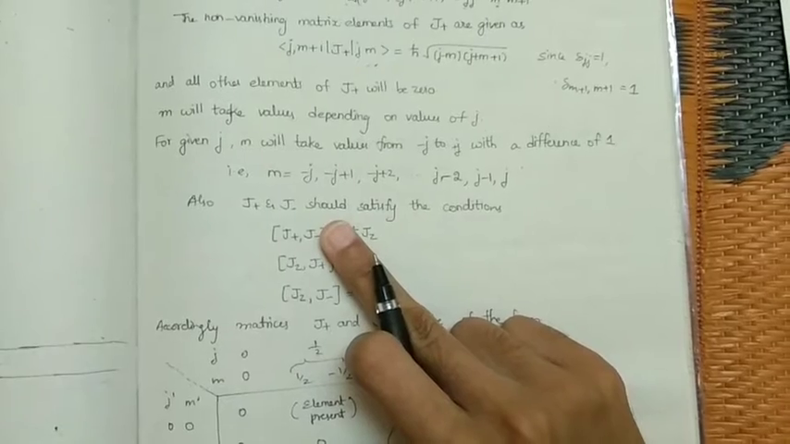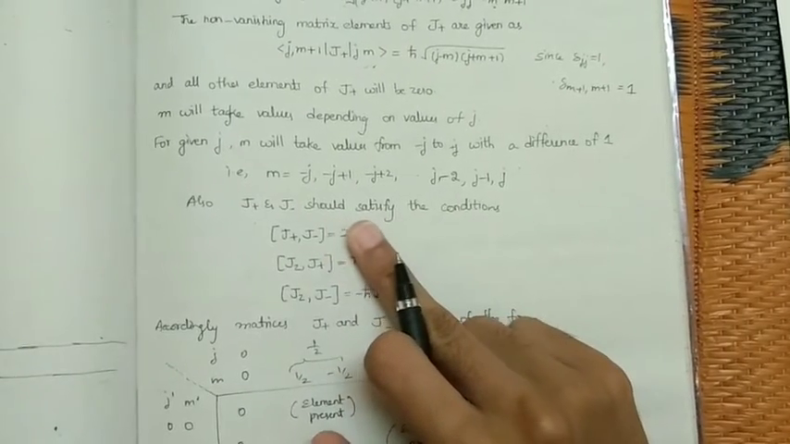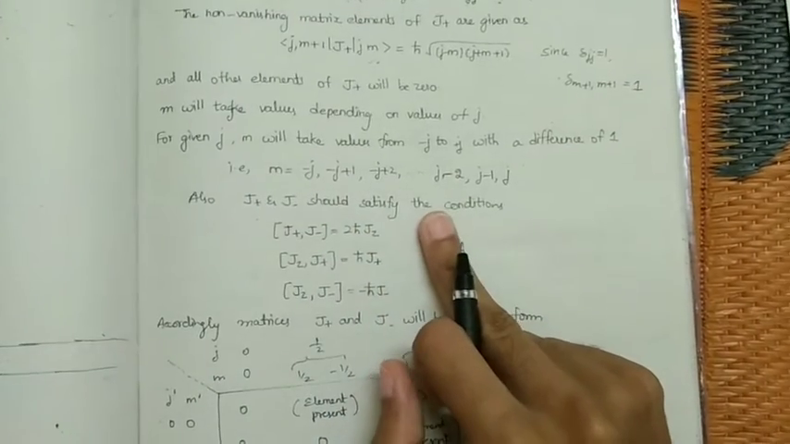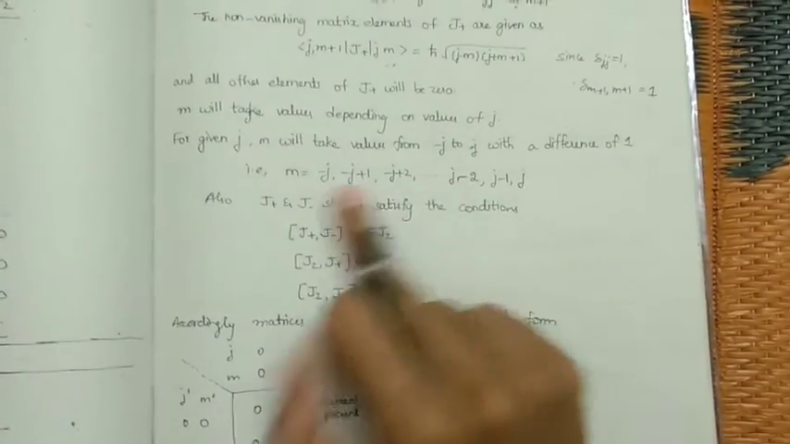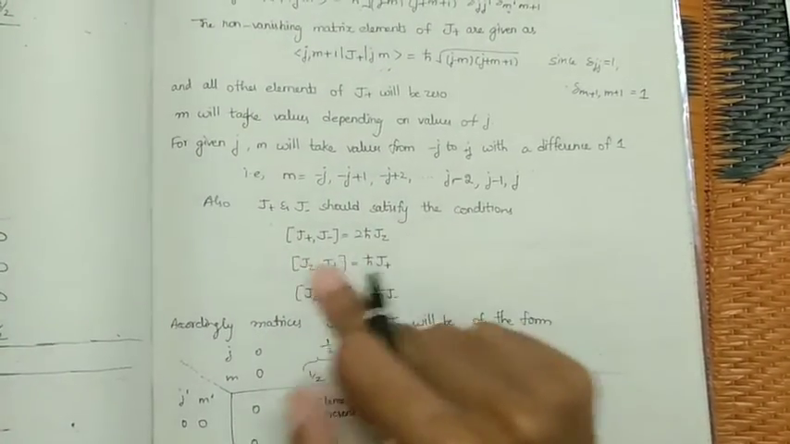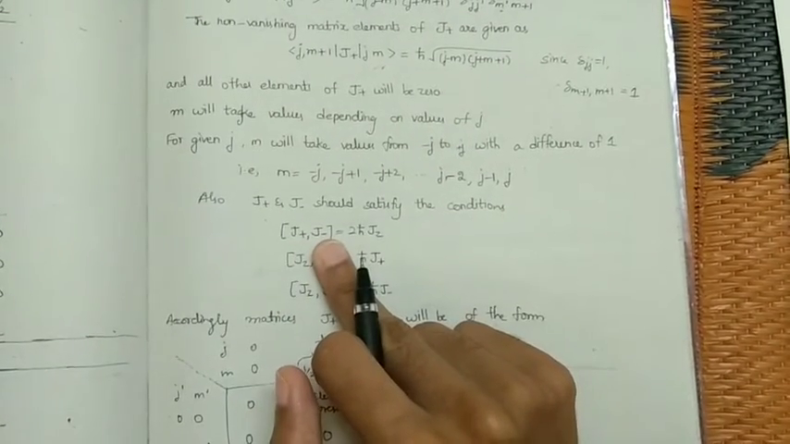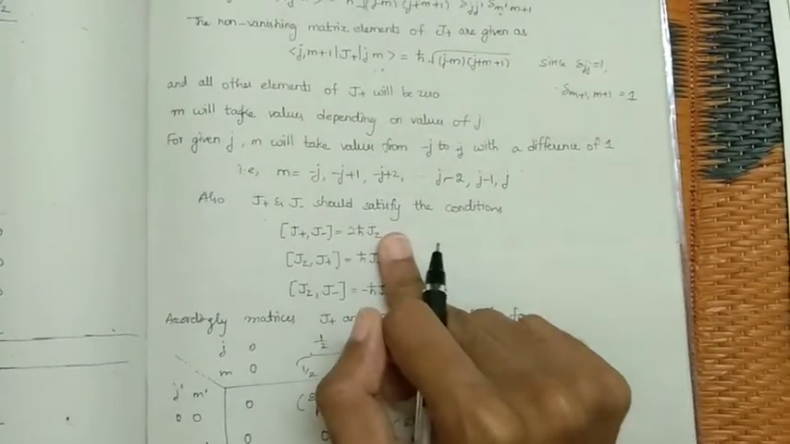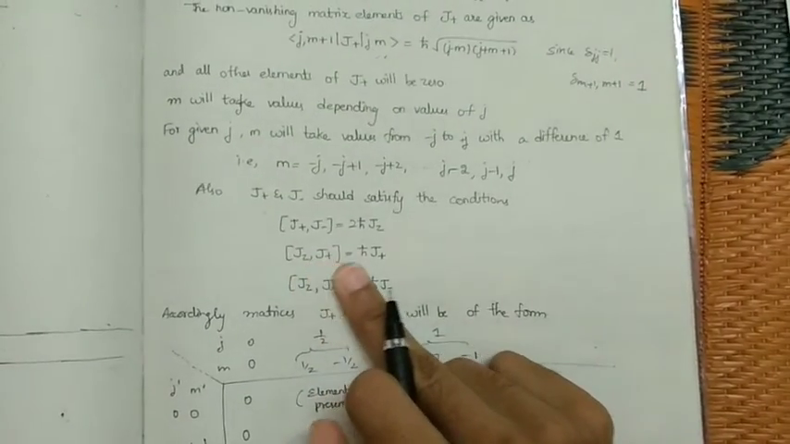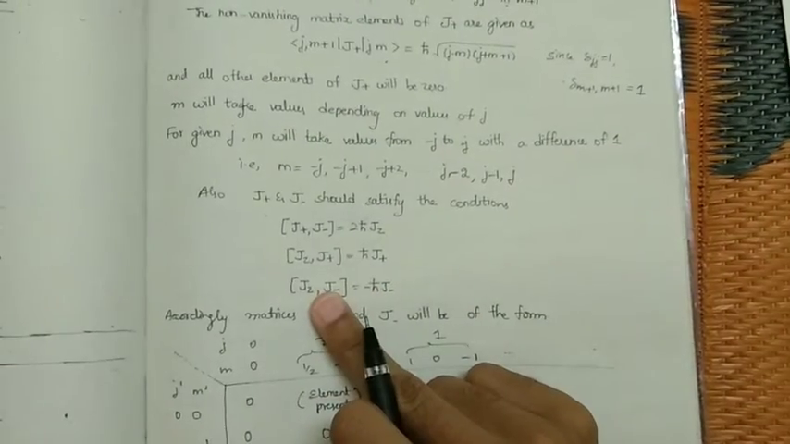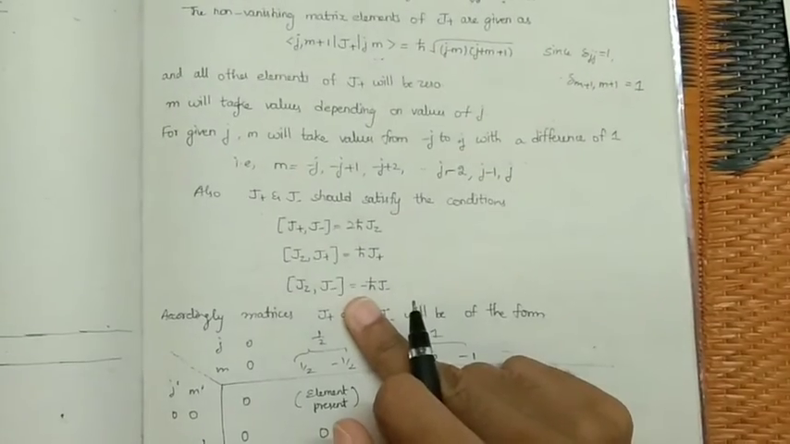And the next thing is also J plus and J minus should satisfy the conditions. So these are the commutator relations for the J plus and J minus matrices. That is, the commutation of J plus and J minus is equal to 2 h cut Jz, the commutation of Jz and J plus is equal to h cut J plus, and the commutation of Jz and J minus is minus h cut J minus.